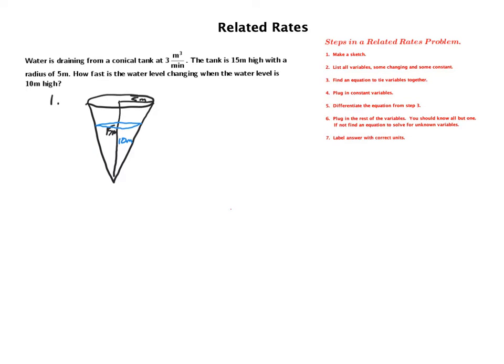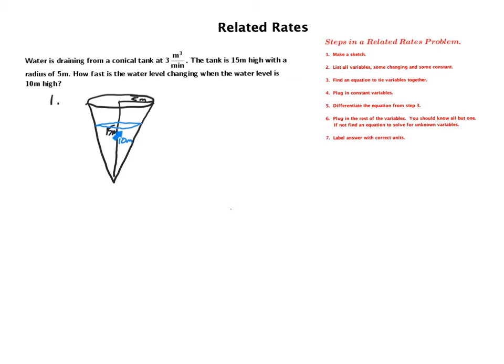And here is our conical tank, and it has a radius of 5. The tank has a height of 15. And we're interested in what's happening when the water level is at 10 feet. So when the water here is 10 feet deep.